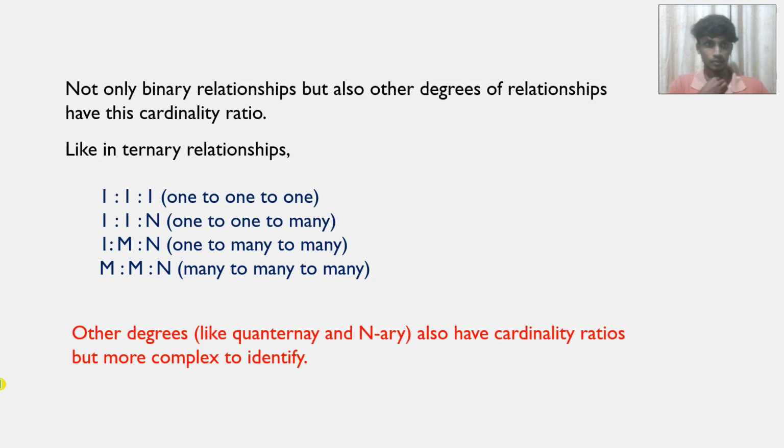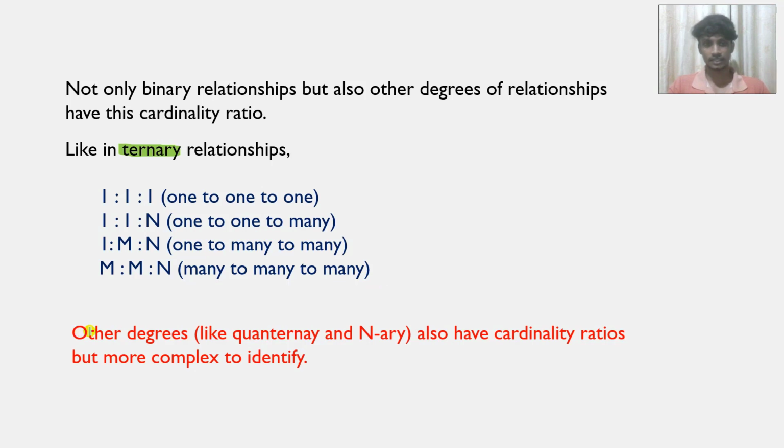Okay, so that's the end of this topic. Not only binary relationships, but also other degrees of relationship have a cardinality ratio. This is only for binary, but there is also unary. Basically unary doesn't have a relationship between different entities because it's self-referencing. But when it comes to ternary, quaternary, and n-ary, there are relationships, but more complex. For example, in ternary, the possible relationships are one to one to one, one to one to many, one to many to many, and many to many to many. Kind of complex, but those are the possible relationships.